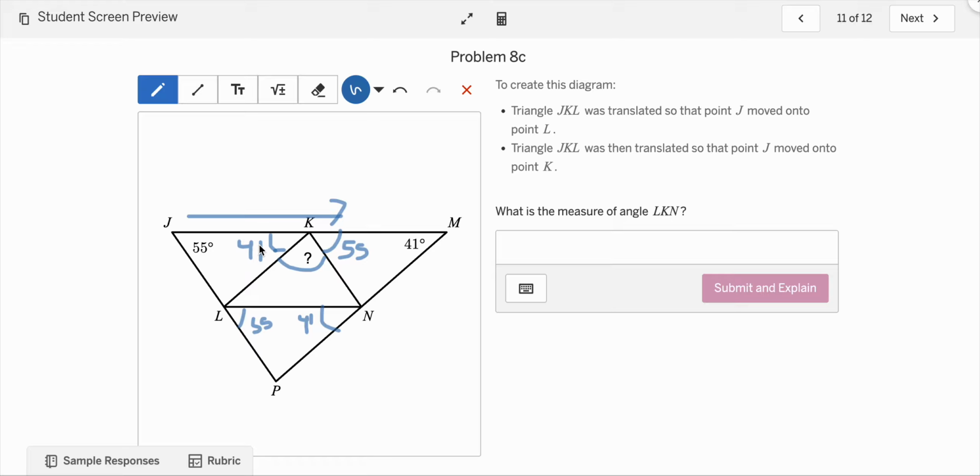Well, if I know that this is 41 and I know that this is 55, I can find this one because I know that this angle is a supplementary angle. And a supplementary angle equals 180 degrees. So if this is 180 degrees and you know 41 and 55, how can you solve for this missing angle? Try it out.